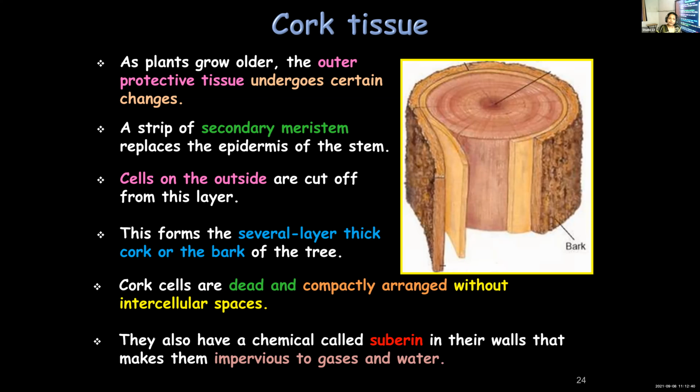And what are the features of cork tissue? This tissue is made up of dead cells. They are very closely, compactly arranged, without any intercellular spaces. Then they have a substance known as suberin in their walls. What is the advantage of having suberin? They will make their walls impervious, meaning impermeable. Water and gases cannot move through that. So because of the suberin, the walls become impervious or impermeable to gases and water.